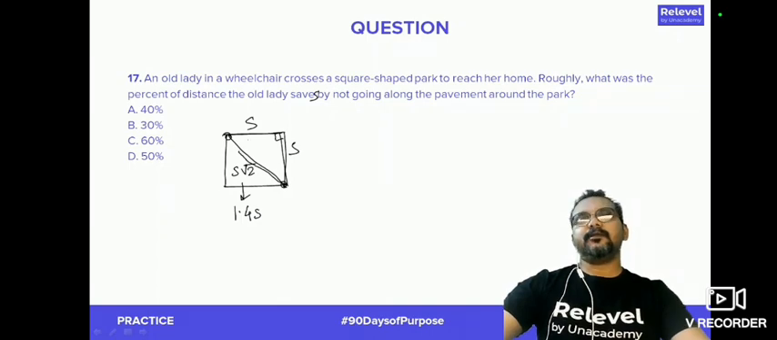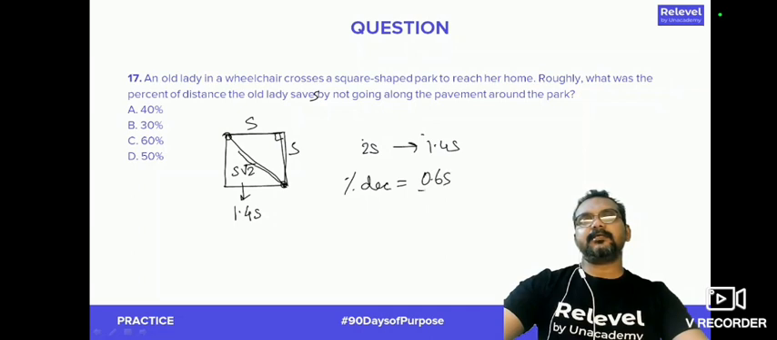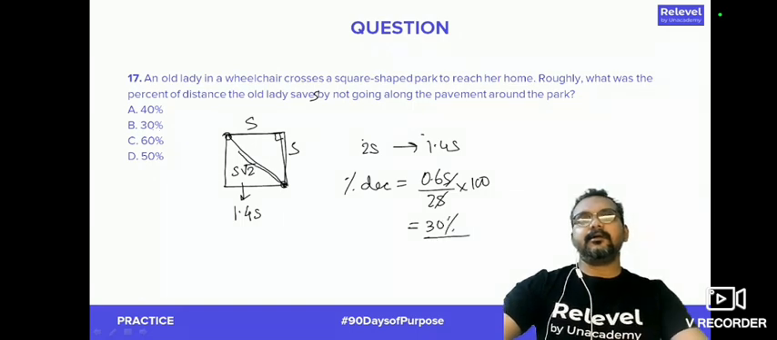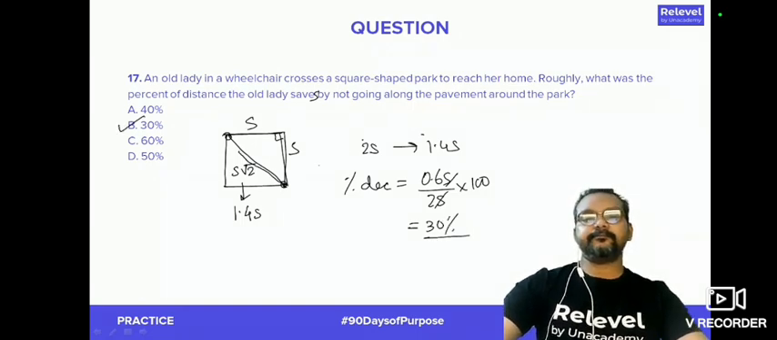So if she went along the pavement, the distance would have been 2S. Instead, she has used only 1.4S. So the percentage decrease would be the difference, which is 0.6S by 2S times 100. So that would be 30%. That should have been option B.